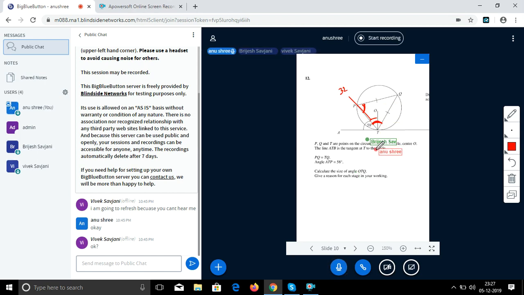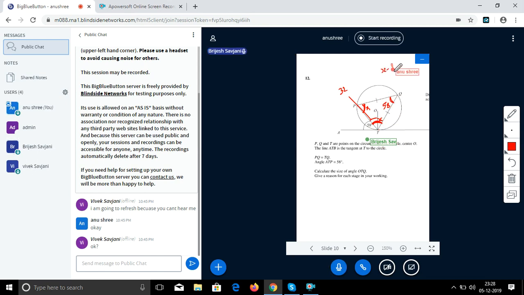Yes, good. Angle ATP is given as 58 degrees. So according to the alternate segment theorem, this angle TQP is 58 degrees. Is this clear? Yeah. Now this is an isosceles triangle. If I say this one is x, this one is x, and this one is 58 degrees, by the angle sum property you can calculate this x. So tell me what's the value of x?